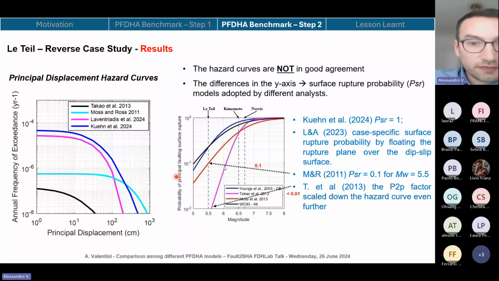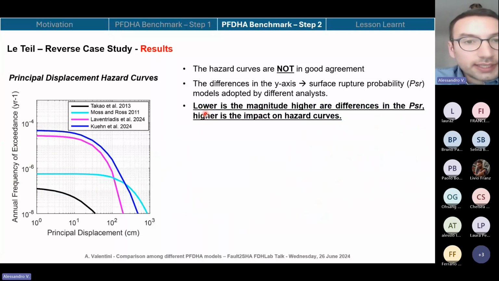And so you can see the difference from the Cao et al. model, where the PSR is equal to 1, and Takao, where it's less than 1%. It produces a very big difference in the hazard curve. And so we say now that the lower the magnitude, the higher the difference in the PSR, so the higher the impact on the hazard curve. And we can say this because we have only this model for a reverse environment.